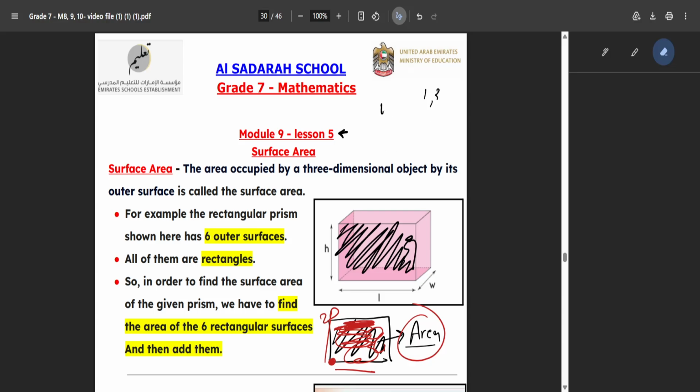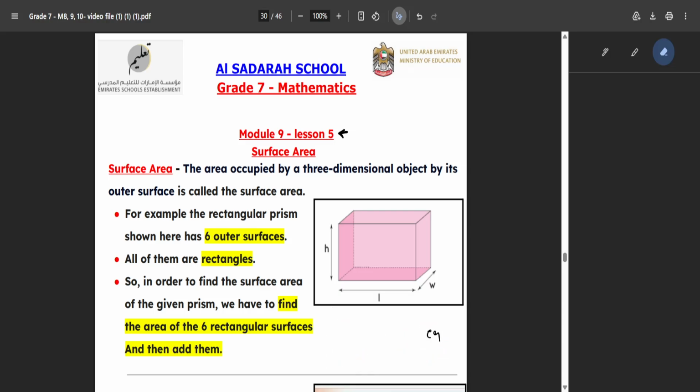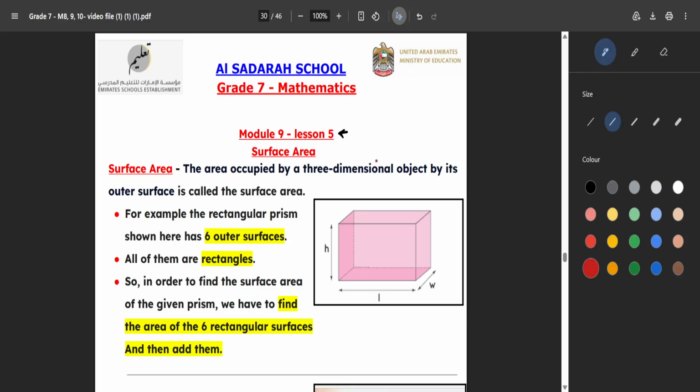Okay, let me resolve this quickly. Boys, see. Here, we have this rectangular prism. It has six surfaces. Now, in the question, they will ask you find the surface area of this rectangular prism. It means you have to find the area of all these six rectangles that are making this rectangular prism.